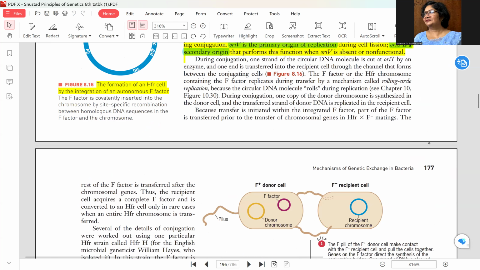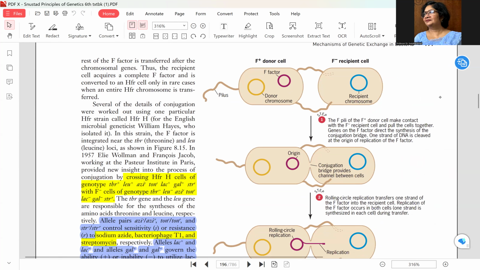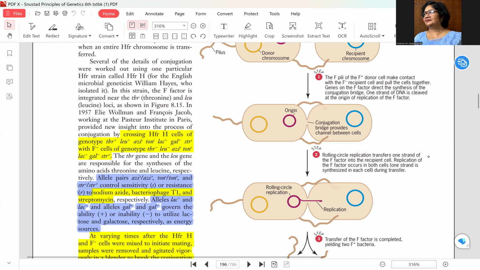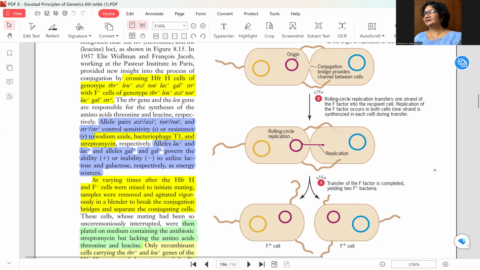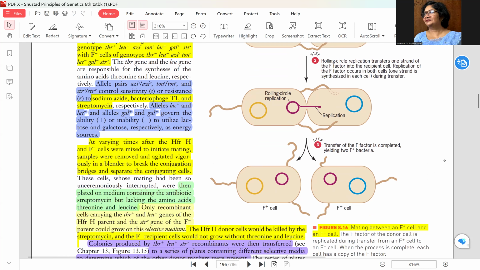Now, when an F factor carrying bacterial cell comes in contact with the F minus cell, then the F plus cell sends out F pilus, which contacts the F minus recipient cells. And as the F pili contract, the recipient cell is brought closer to the F plus donor cell. When the recipient cell comes close enough to the donor cell, a conjugation bridge forms, and through this bridge, F factor can be transferred from the donor cell into the recipient cell.